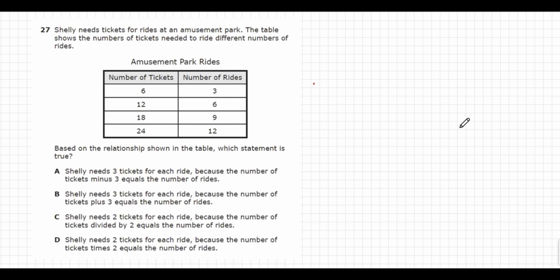Question number 27. Shelley needs tickets for rides at an amusement park. Based on the question, C is the correct answer because Shelley needs 2 tickets for each ride, because the number of tickets divided by 2 equals the number of rides.